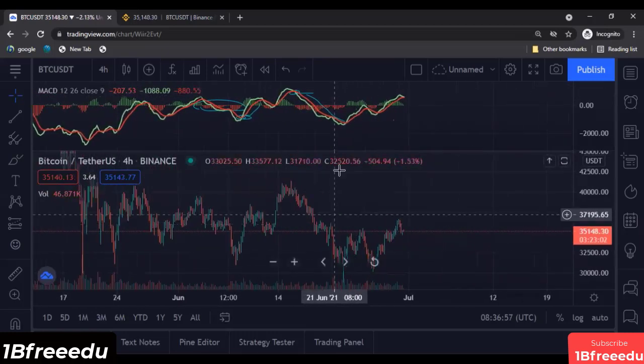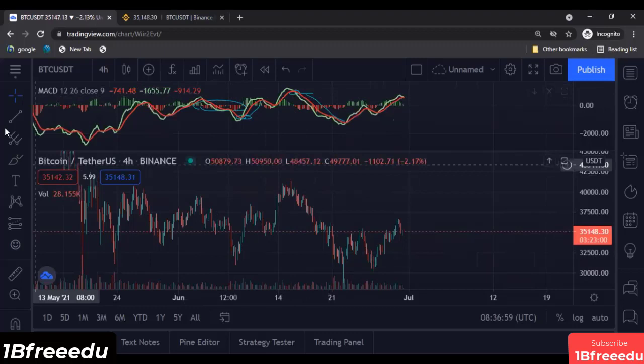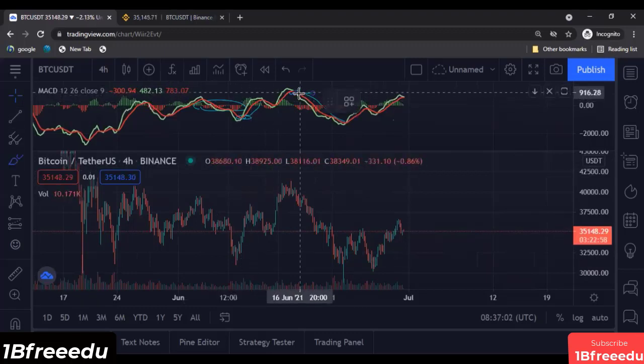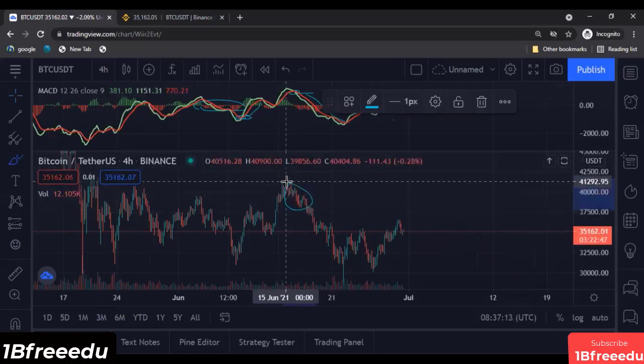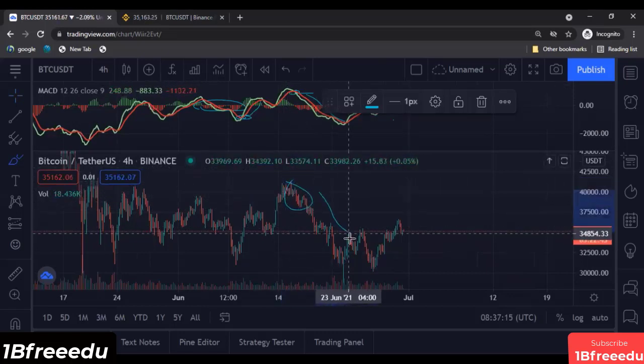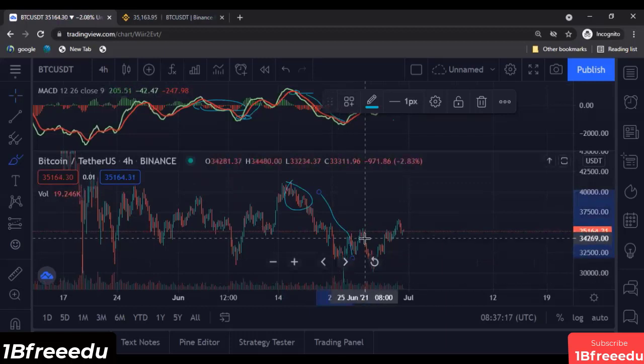So basically, if we could see here as well, at this point where the divergence is happening and the red one is above the green one, it means that a crossover is happening. This crossover is happening right here, it would mean that the prices would go down, and as you can see it is happening.